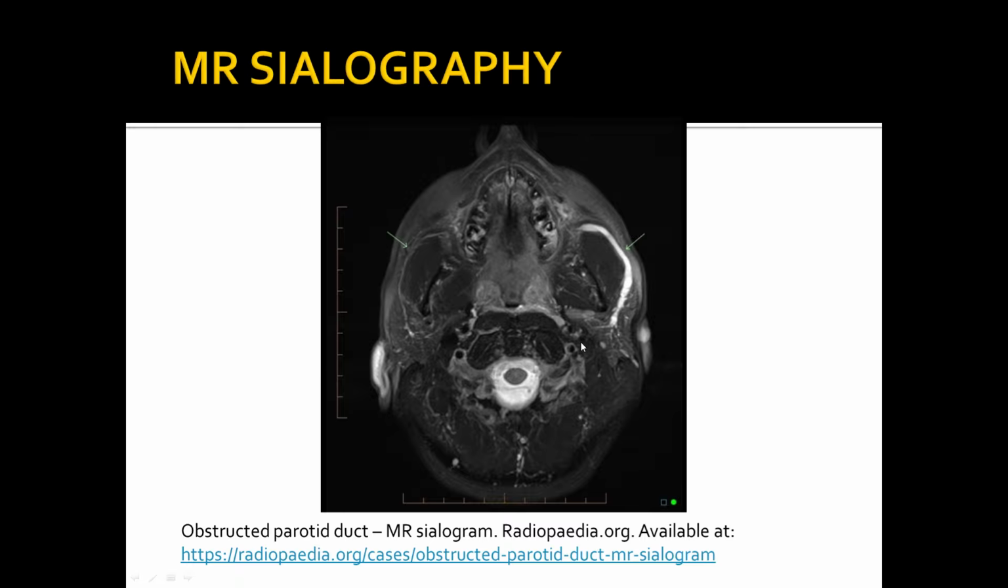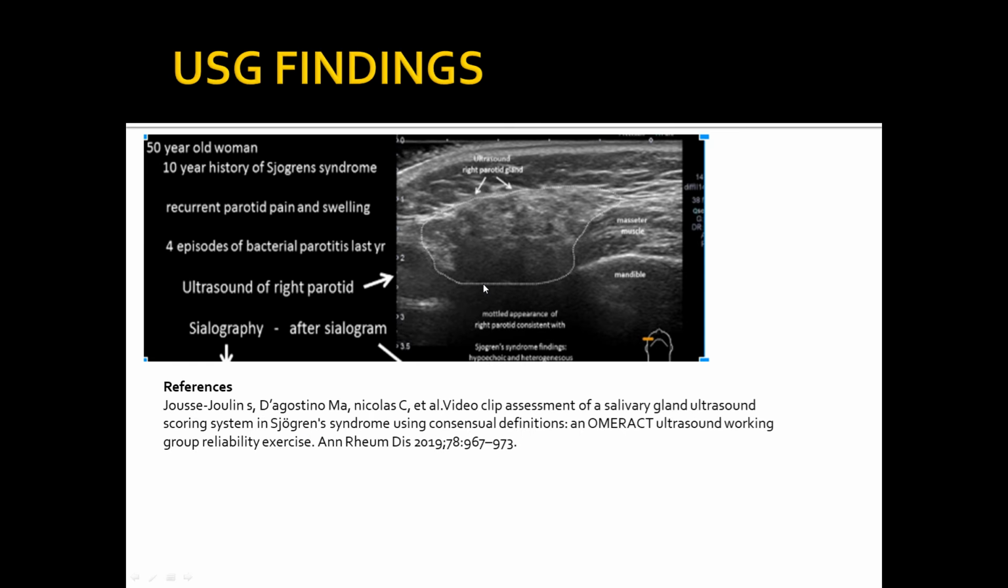Now, this is a new technique, MR sialography. This is actually a heavily weighted T2 sequence in which we are not giving contrast, okay, but without giving contrast, we are able to assess the parotid gland duct, the Stenson's duct, and it's primarily used for detection of calculi and for seeing if there is any dilatation of the duct or any obstruction in the duct. Okay, so this is MR sialography.